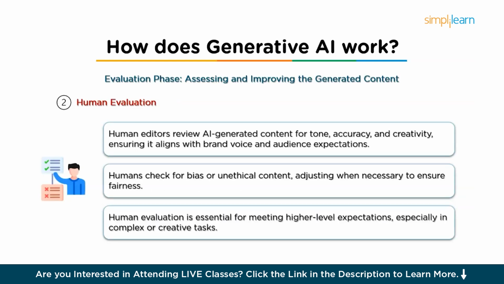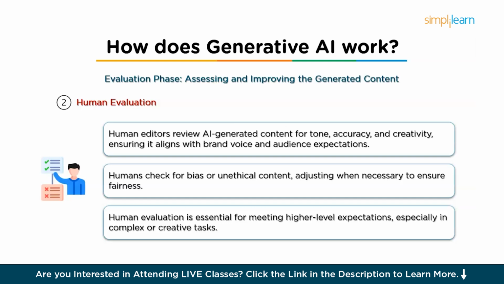While automated evaluation is crucial, human evaluation is often needed to ensure that the generated content meets higher-level expectations, especially when it is a complex or creative task. For example, it's basically used for quality control.